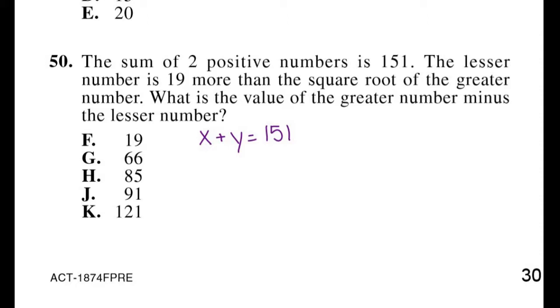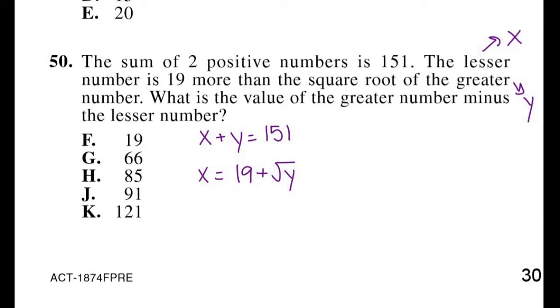We now know the lesser number is 19 more than the square root of the greater number. So if we say x is equal to 19 plus the square root of y, that agrees with that statement. We are saying that x is the lesser number and the greater number is y. So 19 more than the square root of the greater number: 19 plus the square root of y is equal to x.